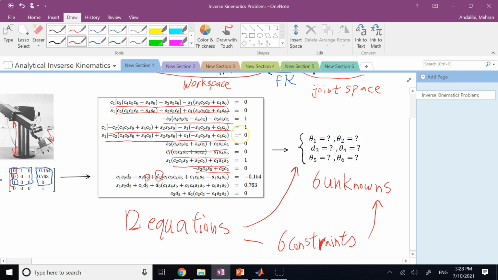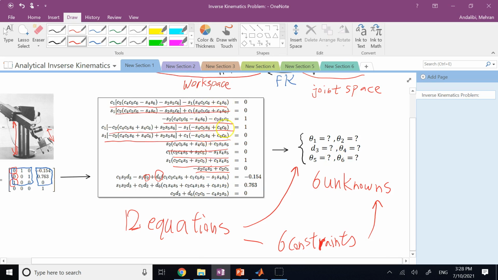Even if I give you only 6 of these and say, hey, just use a subset of this and try to solve it, just use 6 of them: the 3 O's, the 3 d's, and then 3 of these R's. Even if I give you that, how would you solve it? The problem is these equations are highly nonlinear.